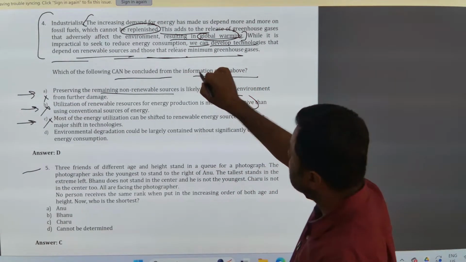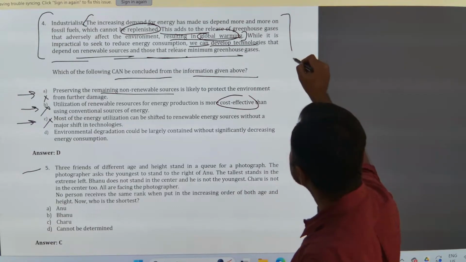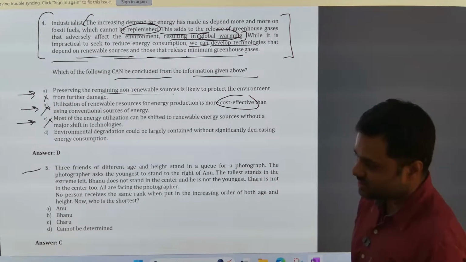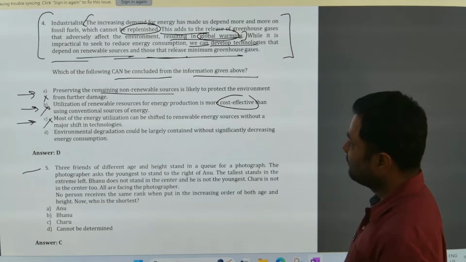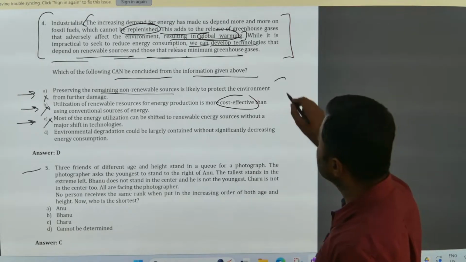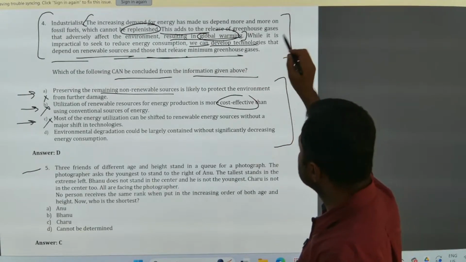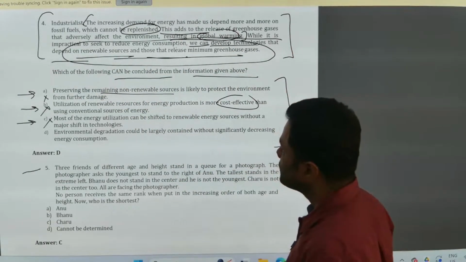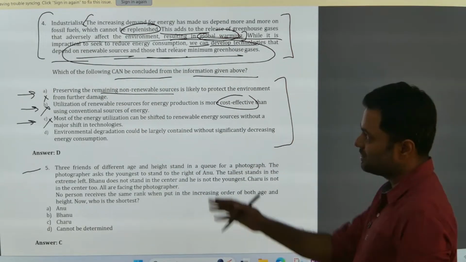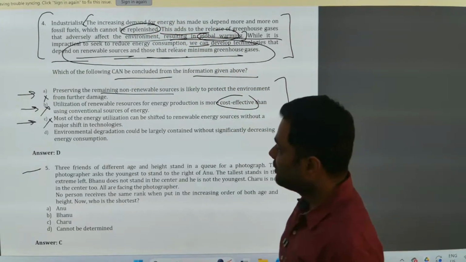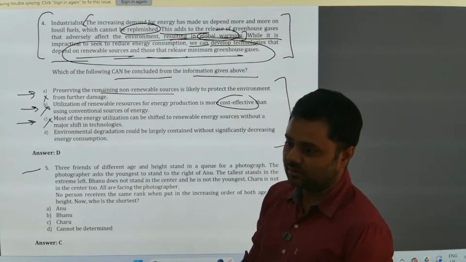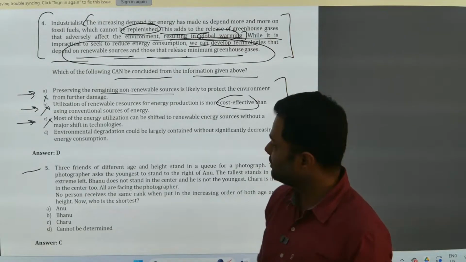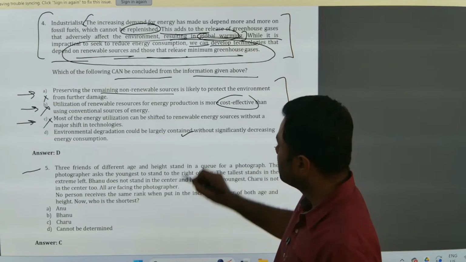This is more or less the essence of his statement, that you should not decrease the energy consumption, but we can still control the degradation of the environment. You just have to come up with new technologies which are mentioned in this last line. So according to the industrialist, we can still control the environmental degradation without giving up on energy consumption, right? Which is there in option D.